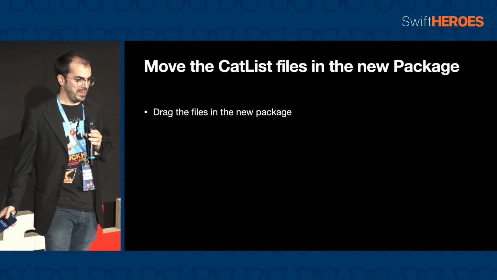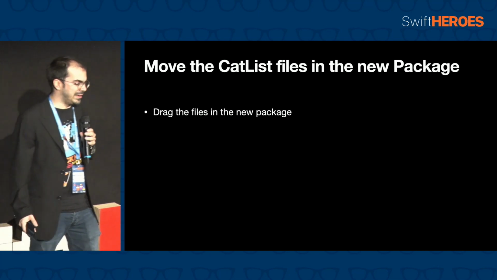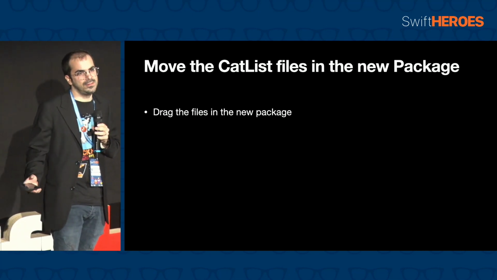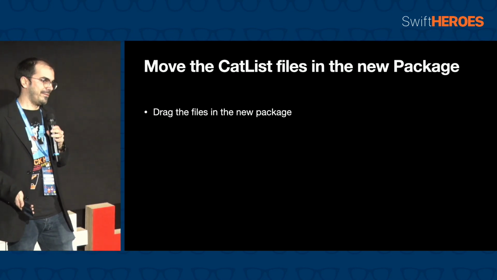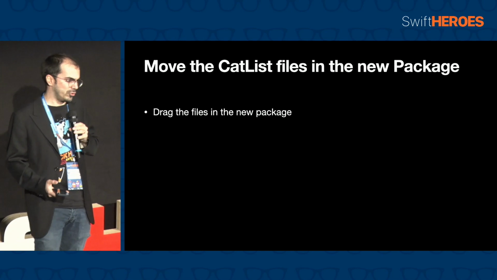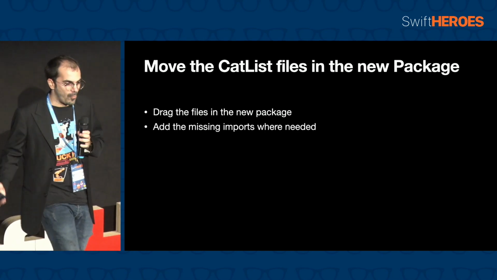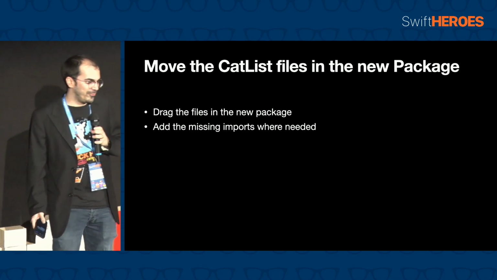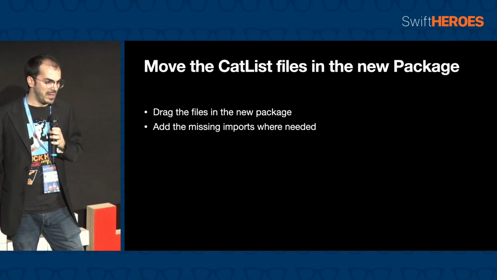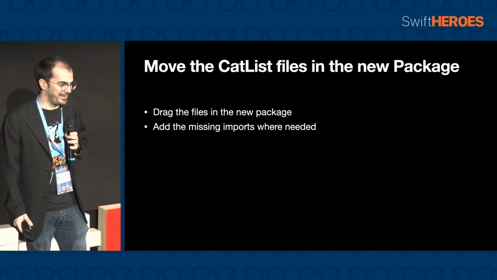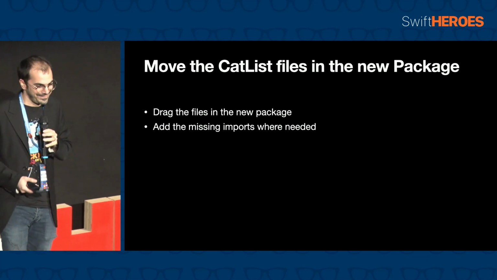Second step, very easy. Move all the Catalyst files inside the new package. Basically, drag and drop all the files from the main project to the Sources folder of the newly created package. And then, of course, if we want to complicate our life, add the missing imports when needed. I don't think there are missing imports, but it's okay. If there is some missing import, add it.